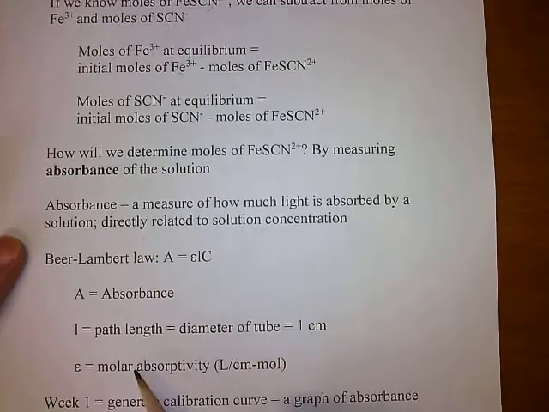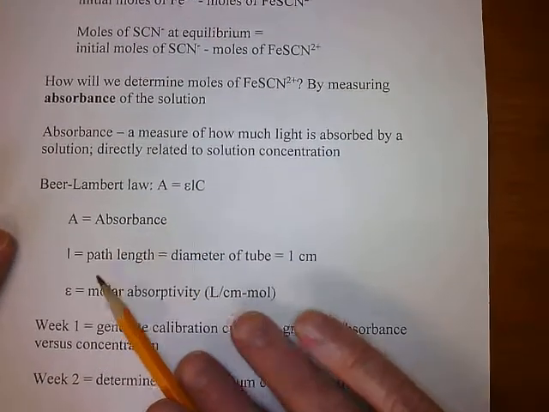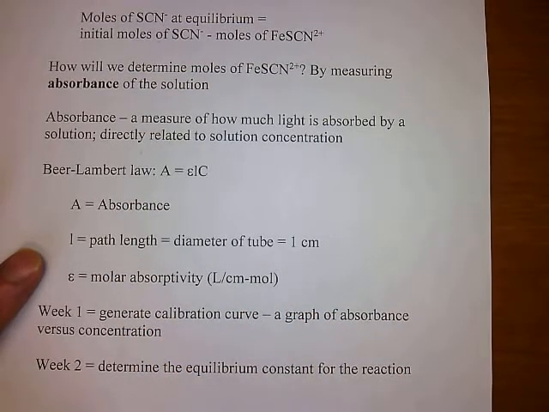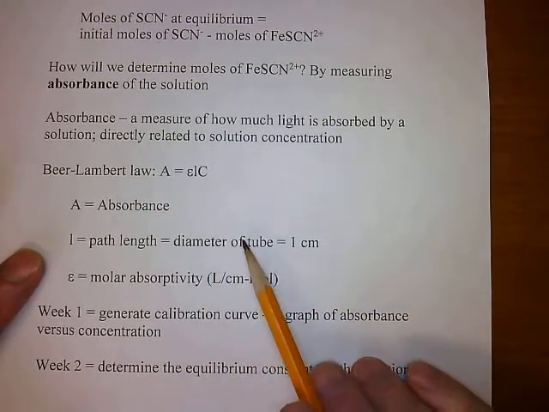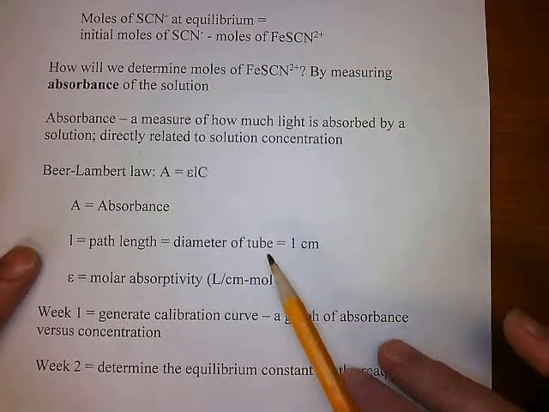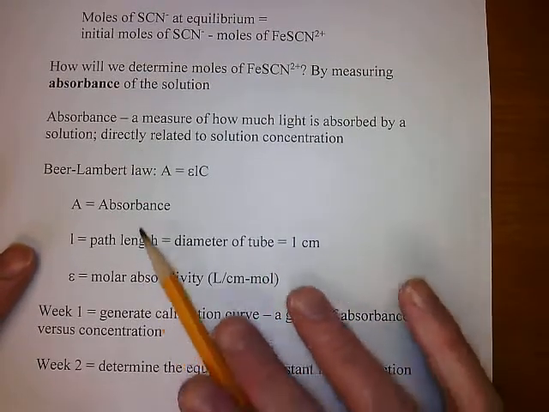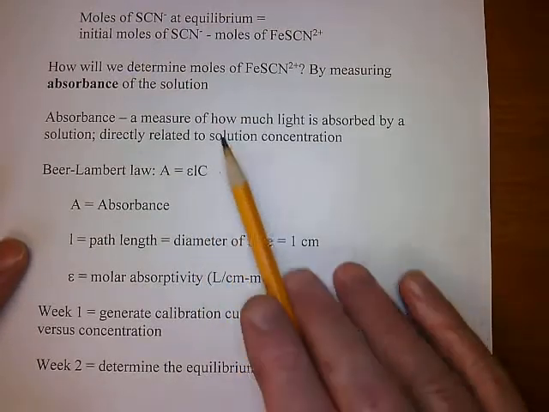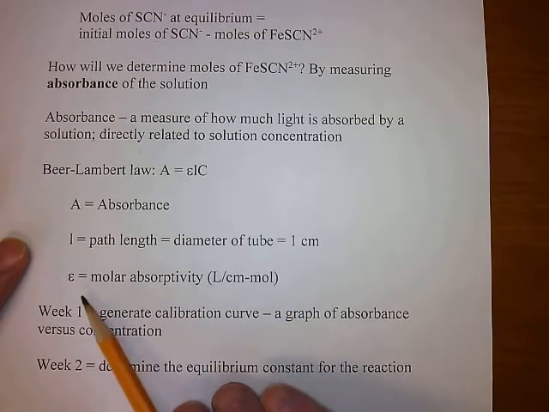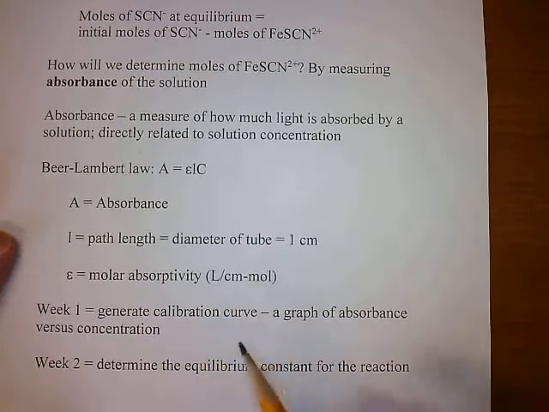solution concentration according to the Beer-Lambert law, where A is the absorbance, L is the path length. That's basically the length of solution that your light has to pass through. In this case, that's the diameter of the tube we're using, which is 1 centimeter. And you have the absorptivity, which, to make all the units cancel out, is liters per mole centimeter. So this is a measure of how strongly the solution absorbs.